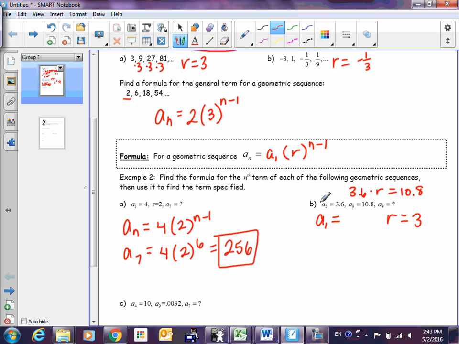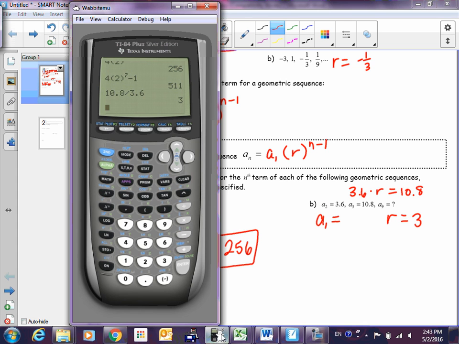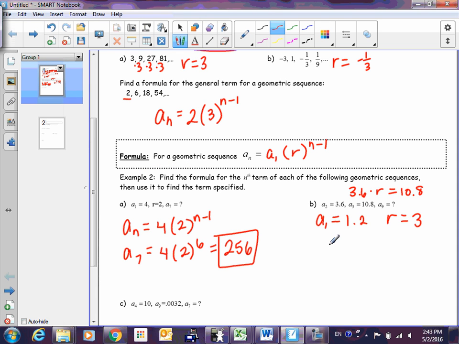How can we use that to then find the first term? How could we go backwards from the second term back to the first term? If the pattern is multiply by 3, how can we go backwards? Divide. We can go 3.6 divided by 3. And because there's already decimals here, it's fine to go ahead and have decimals. So then the first term would be 1.2, the R would be 3, and then this would be n minus 1. There's our formula. And then we're going to use that formula to find A sub 9, the 9th term.